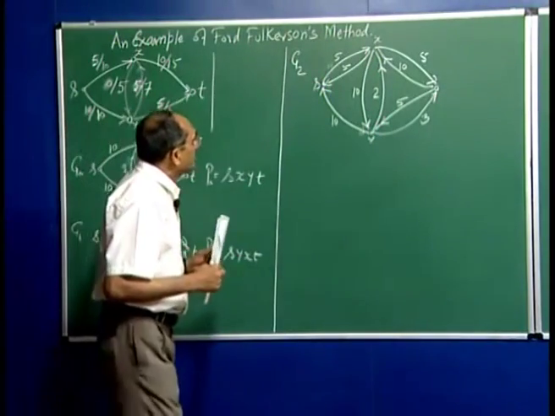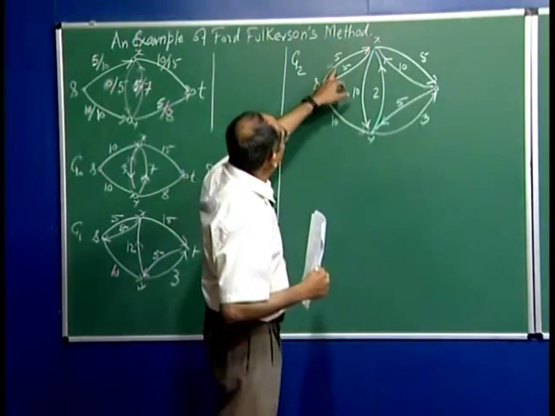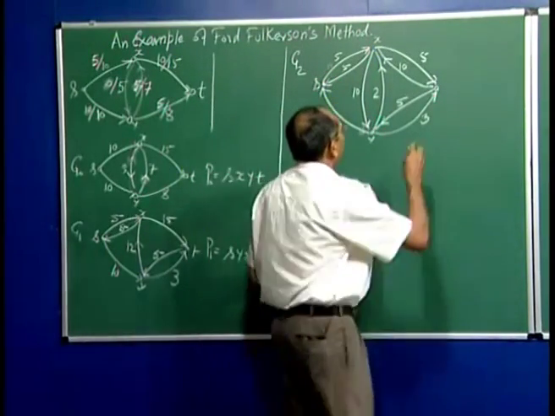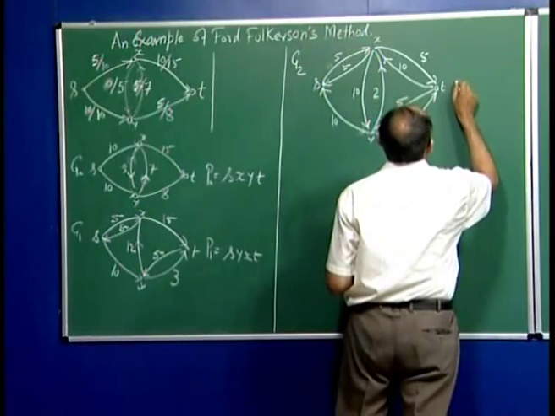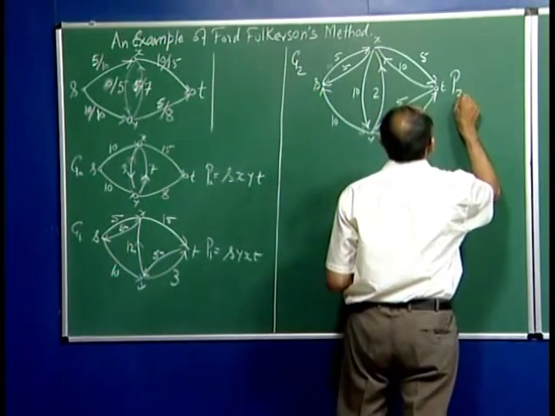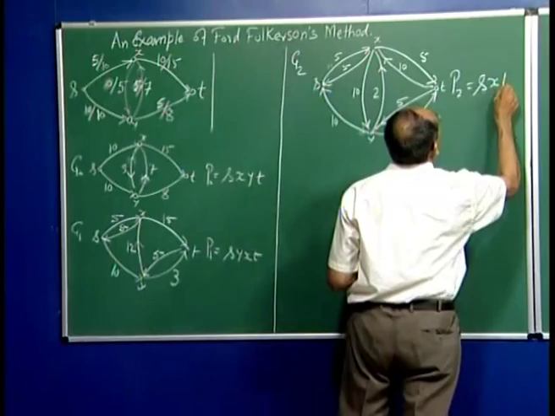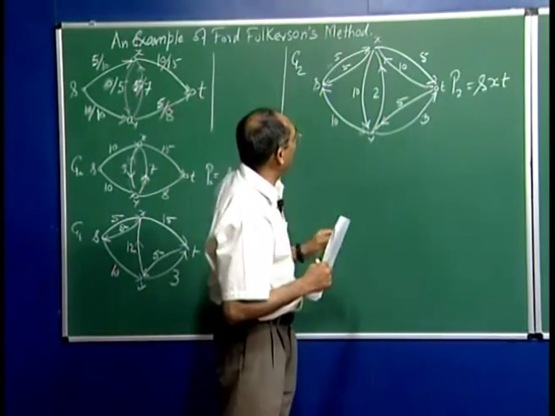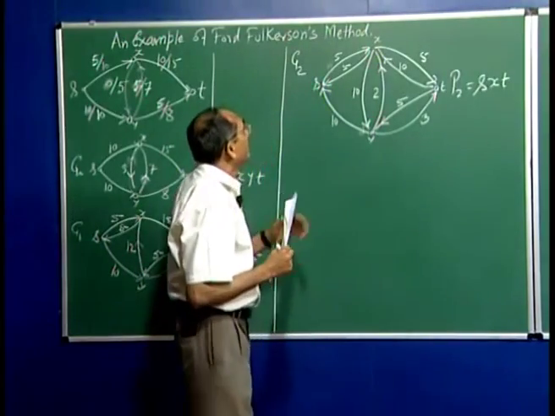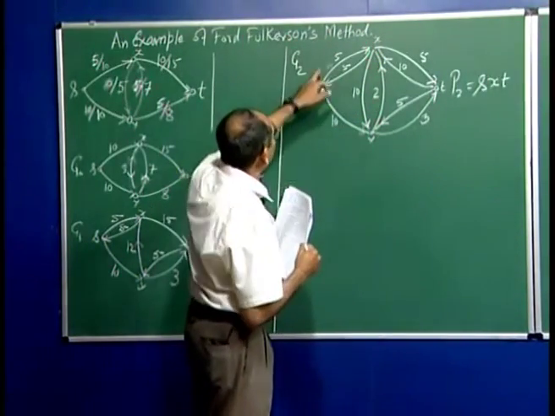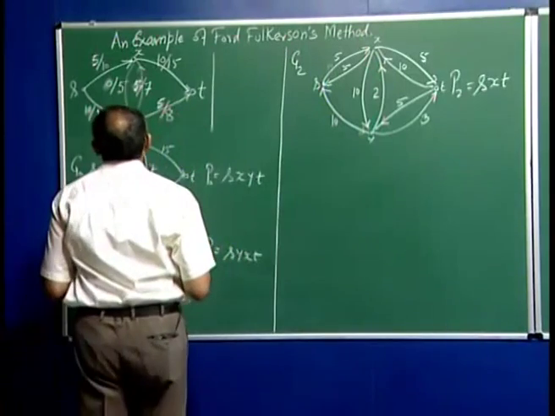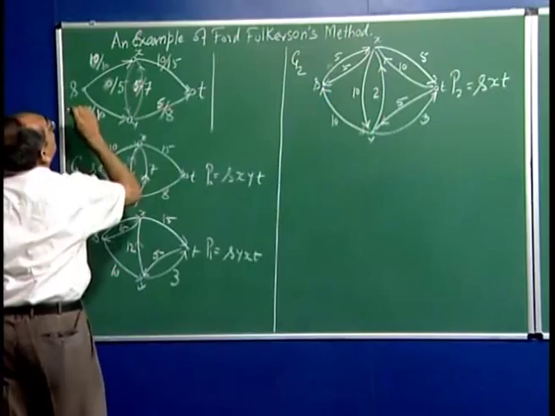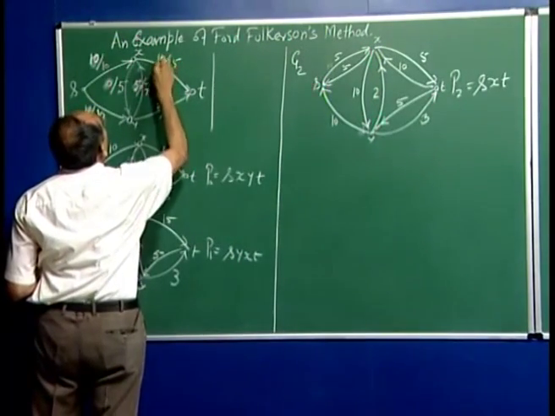Now we have one possible directed path, S, X, T. So suppose we choose the next path to be S, X, T. There are two edges, both have capacity 5. So the minimum capacity is 5. We can augment 5 units of flow in this. So that gives me 10 units here and 15 units this way.